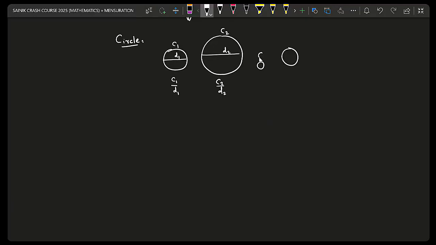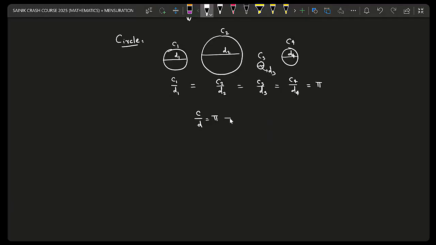Similarly, do the same thing for all of these. The circumference is C3 and this diameter length is D3. The circumference is C4 and this diameter length is D4. So you find C3 by D3 and C4 by D4. Irrespective of the size of the circle, you'll find all of them are going to be equal. So for any circle, the ratio between circumference and diameter is equal, and that constant we are going to name pi. So for any circle, circumference divided by diameter is a constant, and that we call pi.